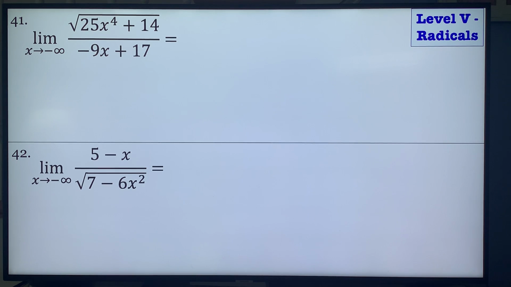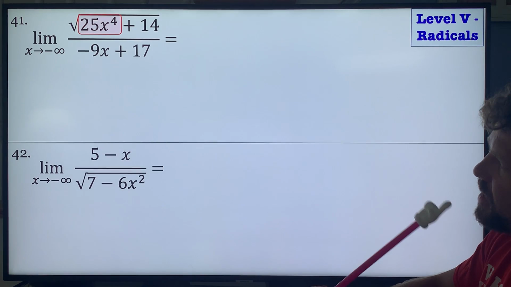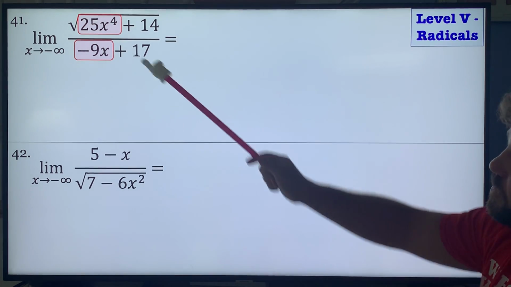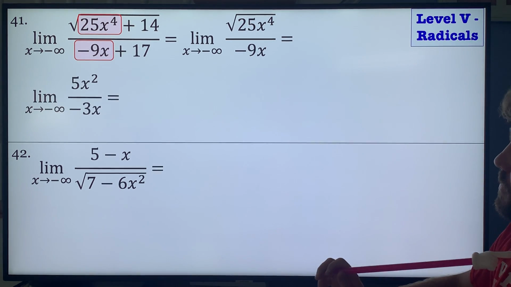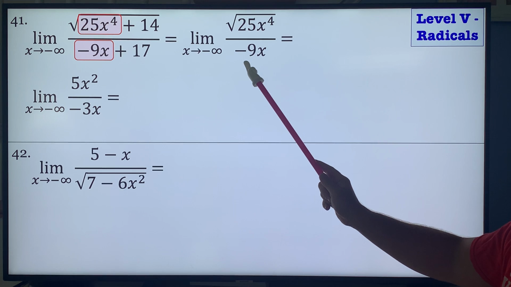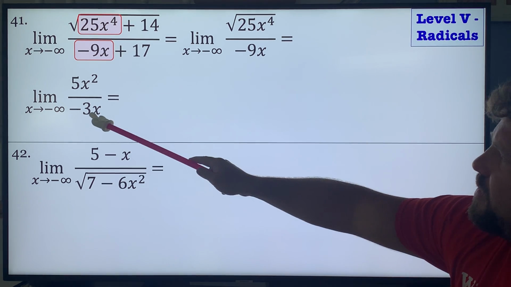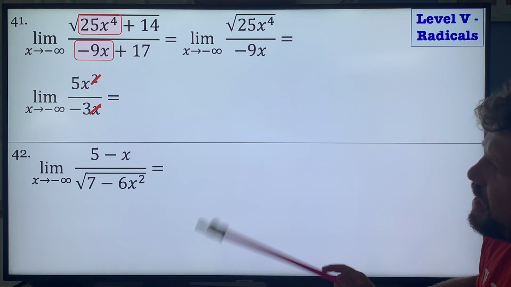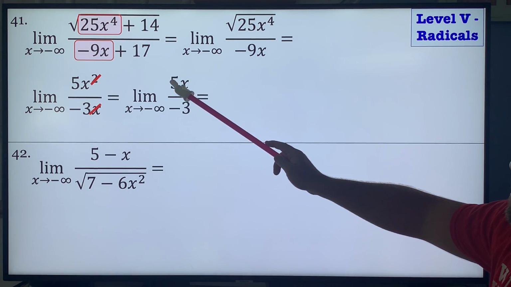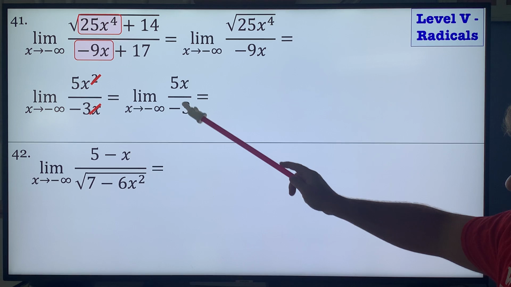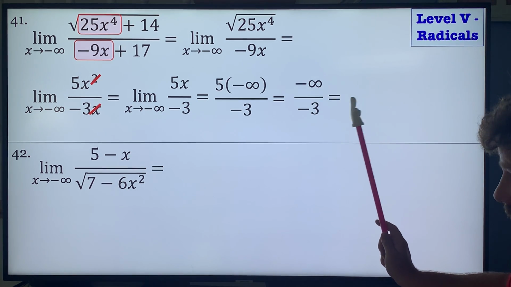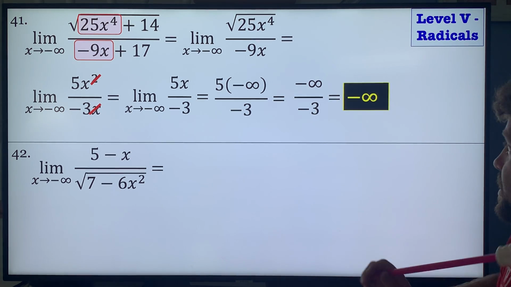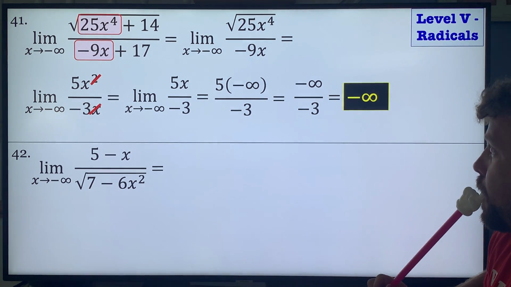Alright, 41. Rarely do you get things where you have to go that crazy. Take the top, take the bottom. 5x squared, square root of 25 is 5, square root of x to the 4th is x squared, over, oh, that should say negative 9x. I don't know why it says 3. It doesn't matter anyway. So it's 5 over negative 9, 5 times negative infinity over negative 9, which is negative infinity.